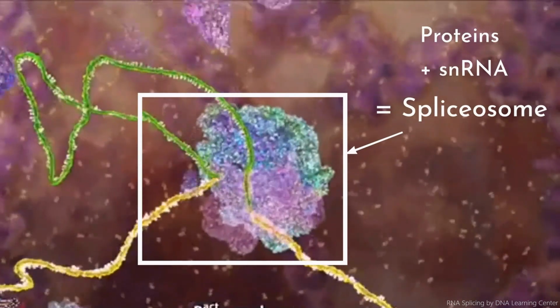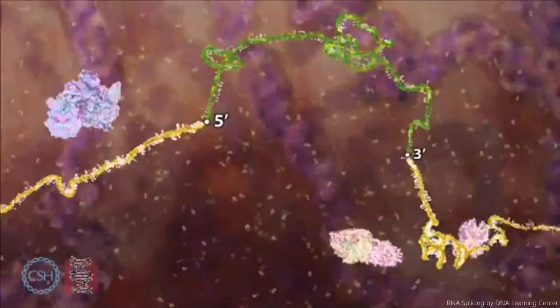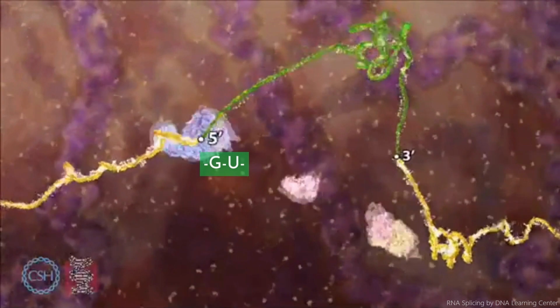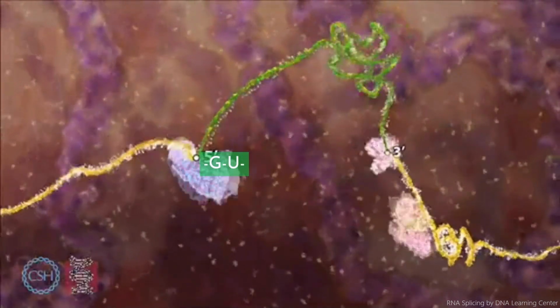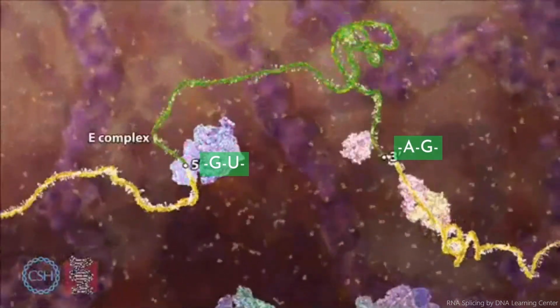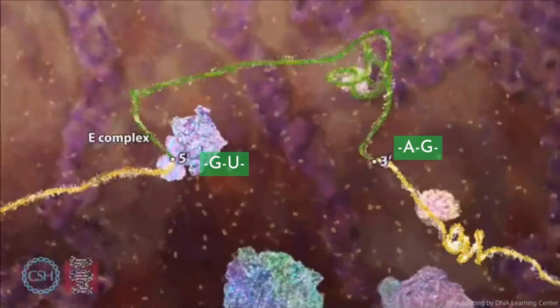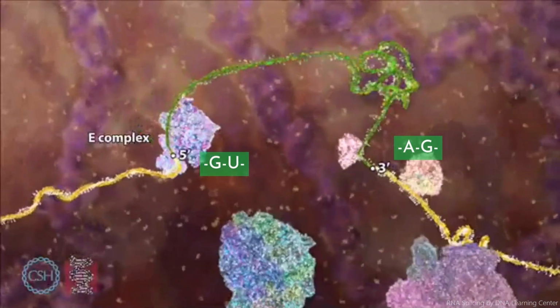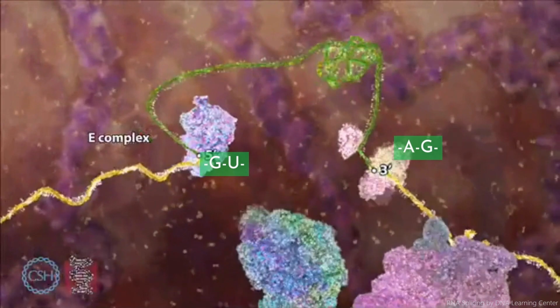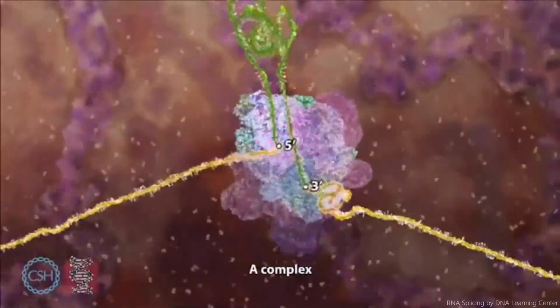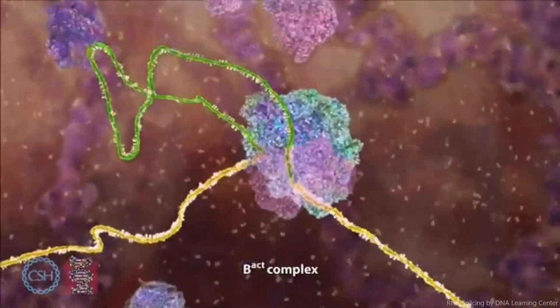The beginning and end of each intron is marked with specific nucleotides: GU at the 5' end and AG at the 3' end of the intron. Spliceosomes recognize these sequences at the 5' and 3' ends of the intron, so they know where to make cuts to remove the intron from the sequence.